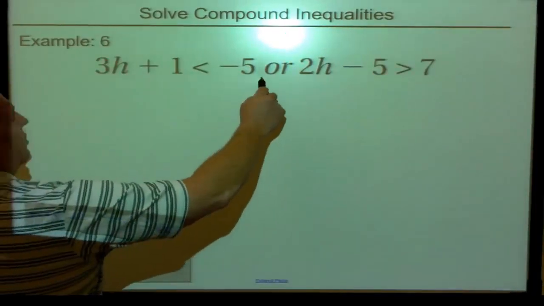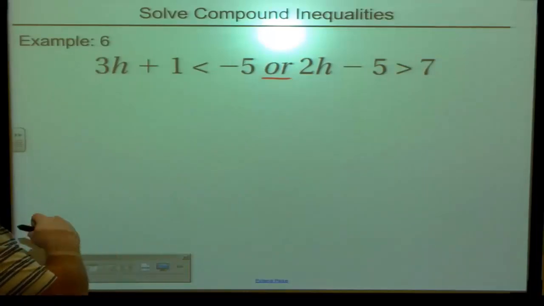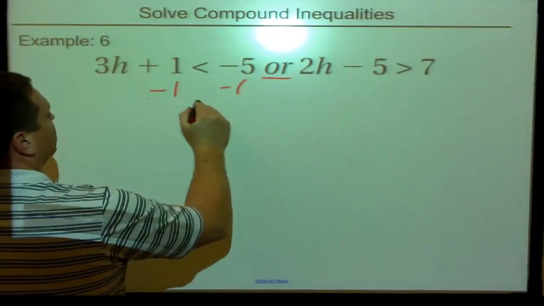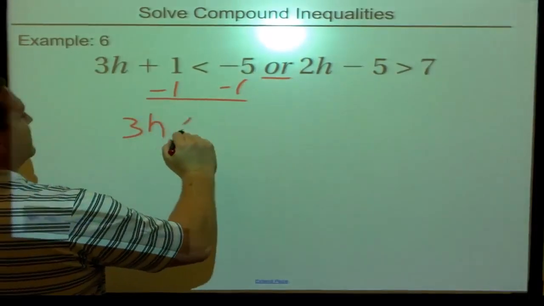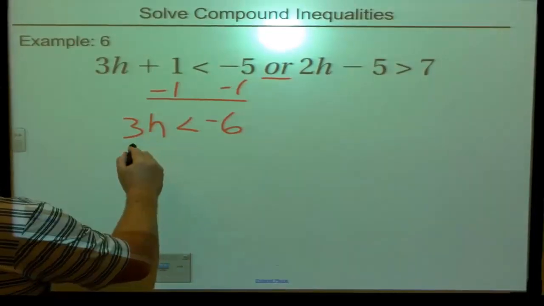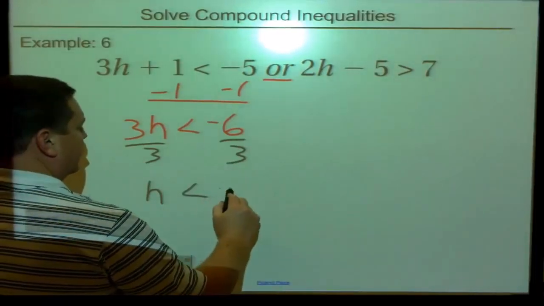Now we're going to solve using or. Since or cannot be written as one statement in between, you have to solve these separately. So we're going to minus 1, minus 1. 3h is less than -6. Divide by 3 on both sides. And we end up with h is less than -2.